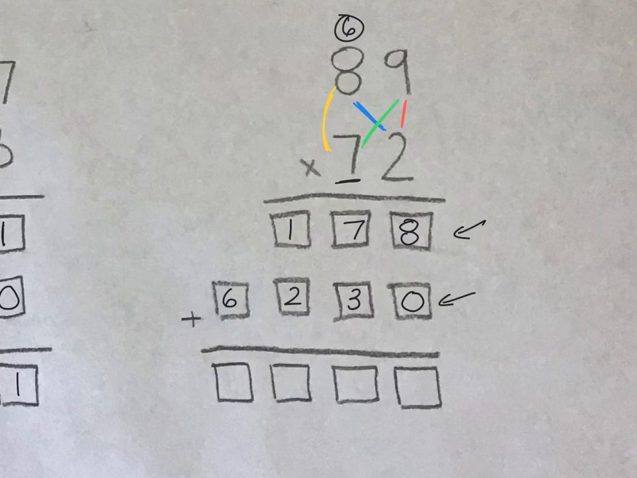And so I'll add 8 plus 0, which is 8. 7 plus 3, which is 10. Regroup the 1. 1 plus 1 plus 2 is 4. And then 6 plus nothing is 6. I get my answer of 6,408.